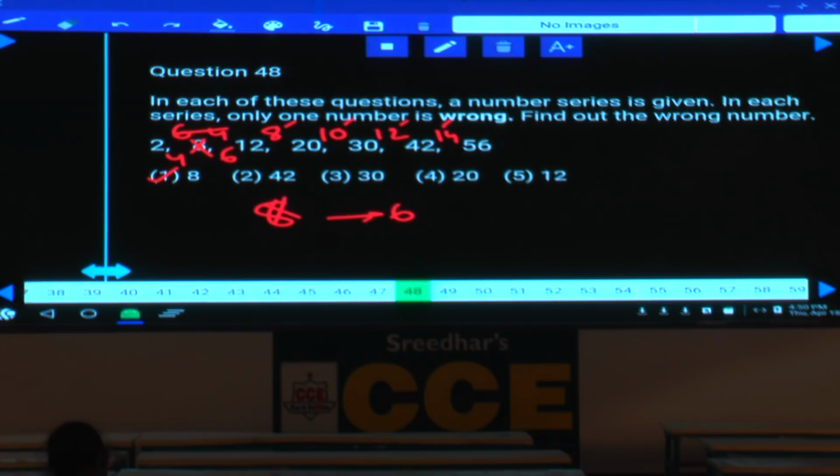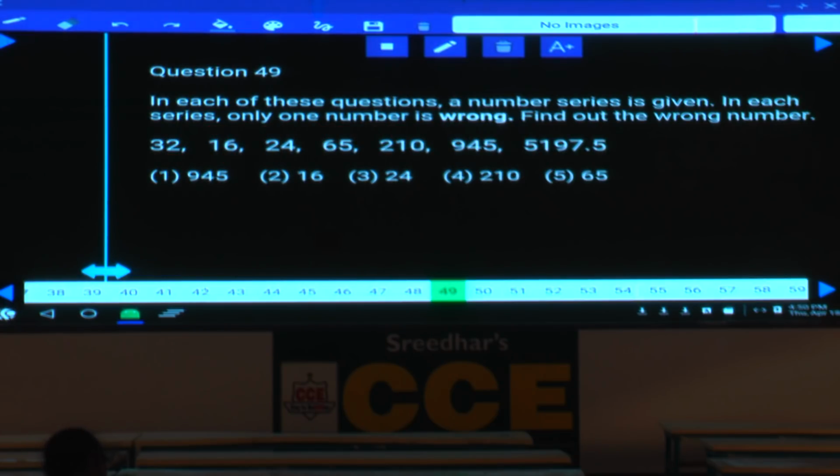Then question number 49. Now in this question number 49, 32 and 16 number once decreased from there onwards it has started increasing. And it must be under which category? It must be into 0.5. 32 into 0.5 is 16. Isn't it? 32 into 1 by 2 is 16. Next one 16 into 1.5. That is 24. 24 into 2.5 is how much? Not 24 into 2.5 must be 60.